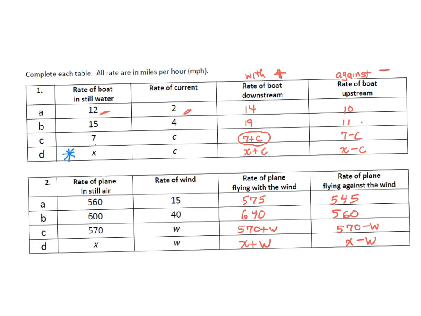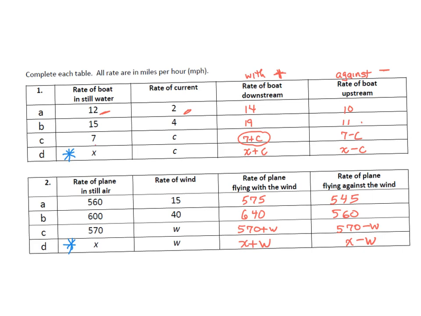Again, in B, we would add 640 and subtract 560. C would be 570 plus W and 570 minus W. And then finally, the algebraic way, if X represents the rate of the plane in still air and W represents the rate of the wind, then X plus W would be the rate of the plane flying with the wind, and X minus W would be the rate of the plane flying against the wind.